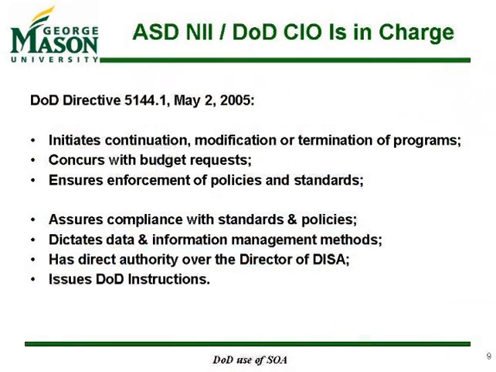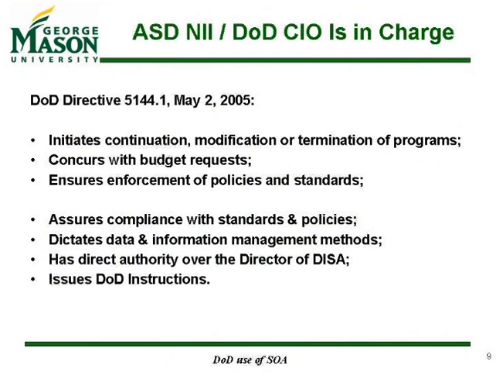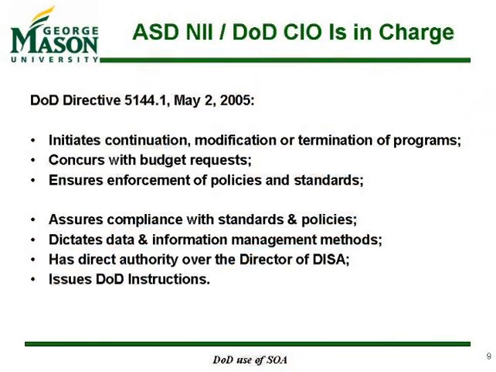Now let me make sure that you understand that the responsibility for SOA is clearly defined. So when you start looking for places where to point, where to go, it is quite clear, defined on May 2nd, 2005, of recent origin, that the ASD NII, DoD CIO, John Grimes, is accountable for SOA. That's where the buck stops. And that's clear, unambiguous, and there's no escape clause from that particular directive.